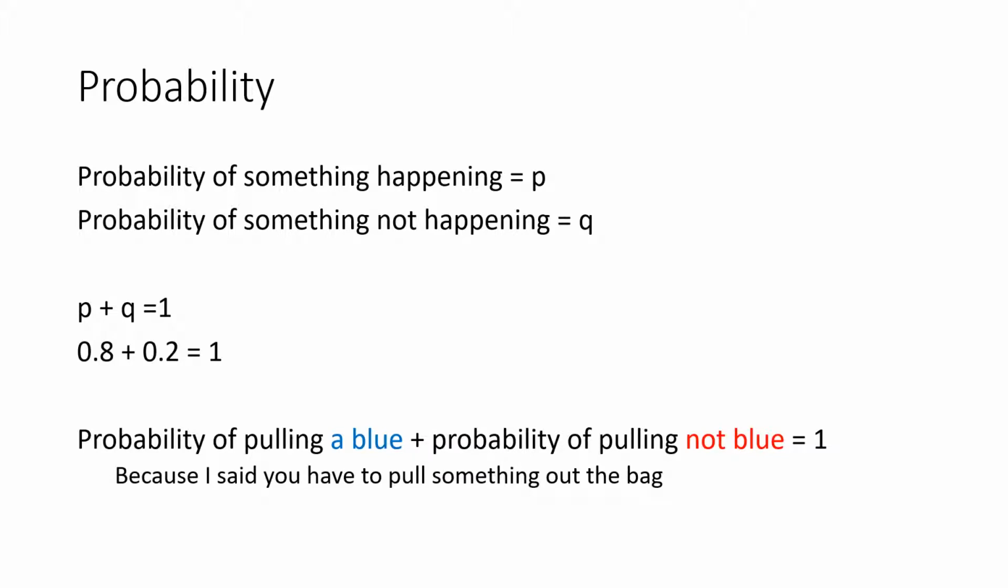So the probability of something happening can be referred to as P, and the probability of something not happening can be referred to as Q. So P plus Q equals 1. So in our marble situation, 0.8 plus 0.2 equals 1. So the probability of pulling a blue plus the probability of pulling not blue equals 1, because I said we had to pull something out of the bag, and so that's why it adds up to 1. So P plus Q equals 1.